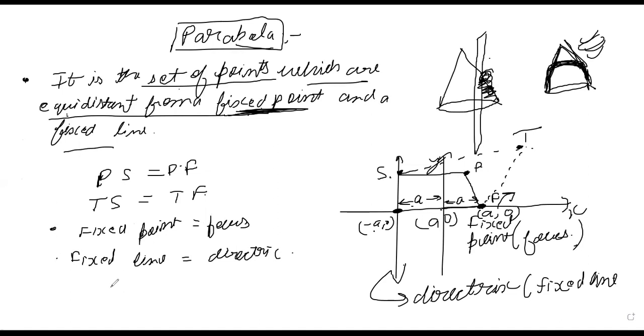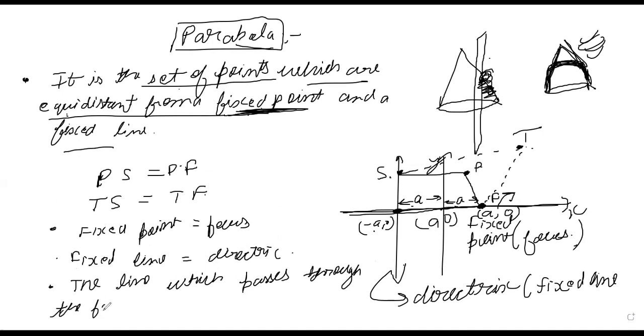See, if the focus lies on the x-axis and the directrix is perpendicular to the x-axis, then the line on which the parabola forms is called the axis. The line which passes through the focus and is perpendicular to the directrix is called the axis. You can see here that this line is perpendicular to the directrix.